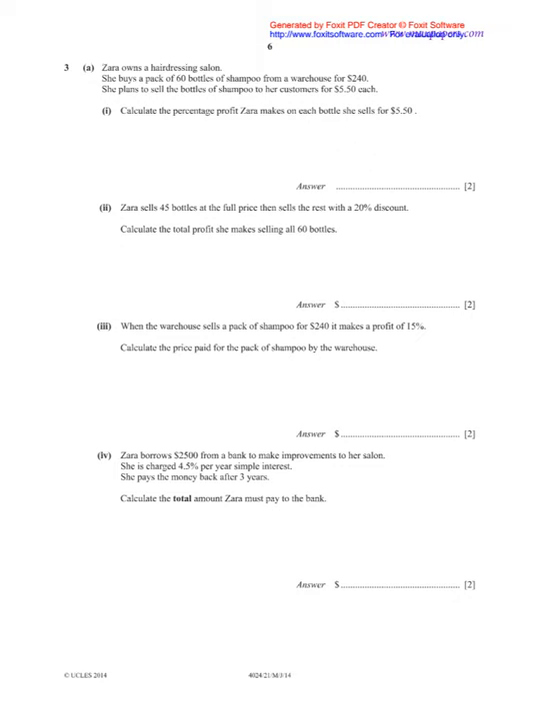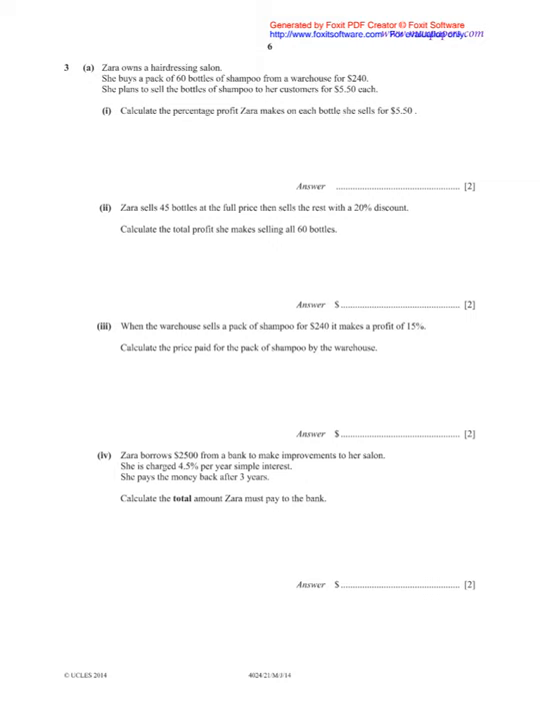Alright, it's question number 3. It says that Zara owns a hairdressing salon. She buys a pack of 60 bottles of shampoo from a warehouse for $240. She plans to sell the bottles of shampoo to her customers for $5.50 each. Calculate the percentage profit Zara makes on each bottle she sells for $5.50.